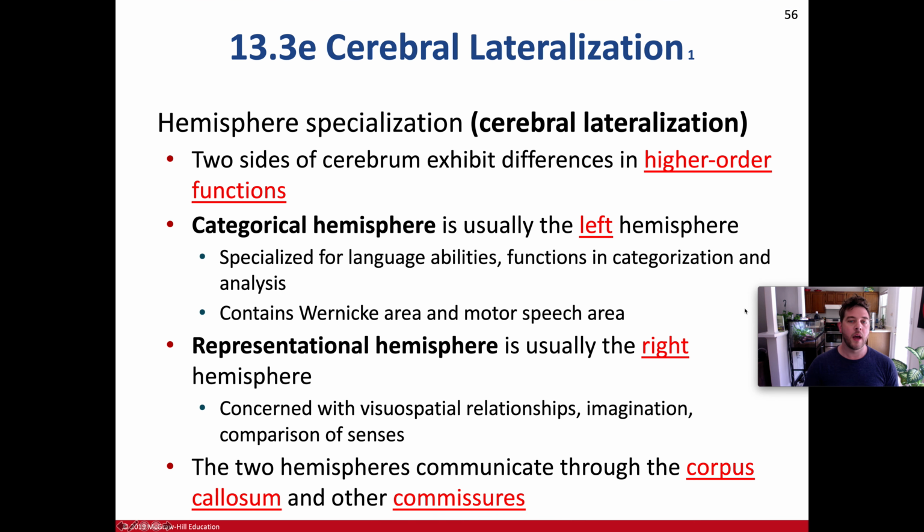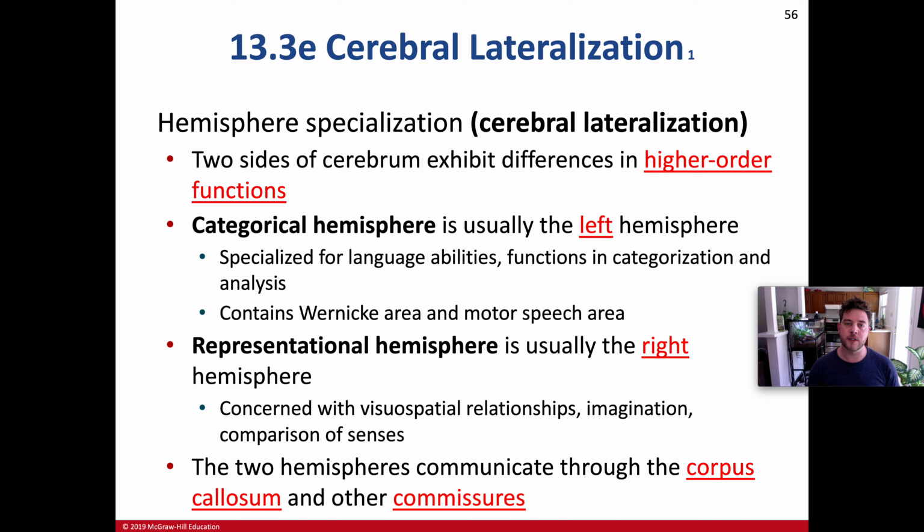All right, so specialization. Cerebral lateralization. The two sides of the cerebrum exhibit differences in their higher order functions, which allows them to divide the hemispheres up into different functional regions. So they do different things.